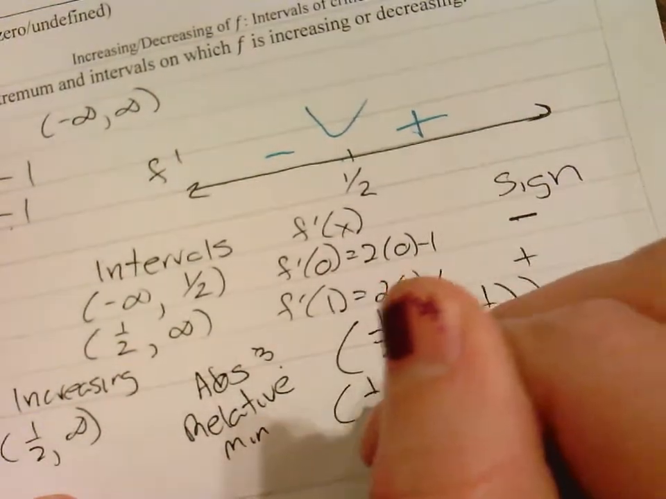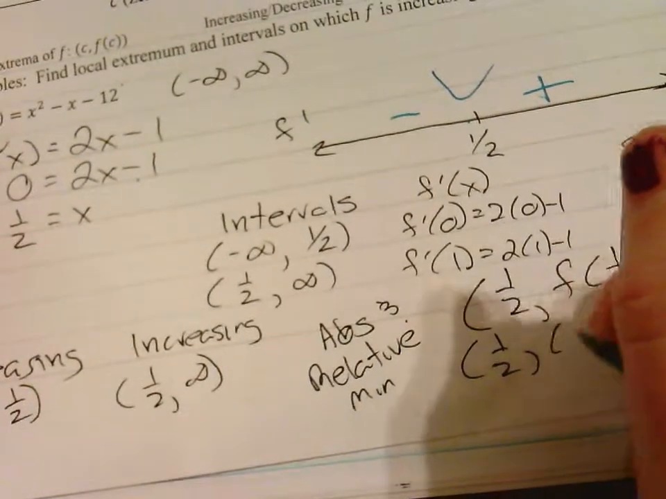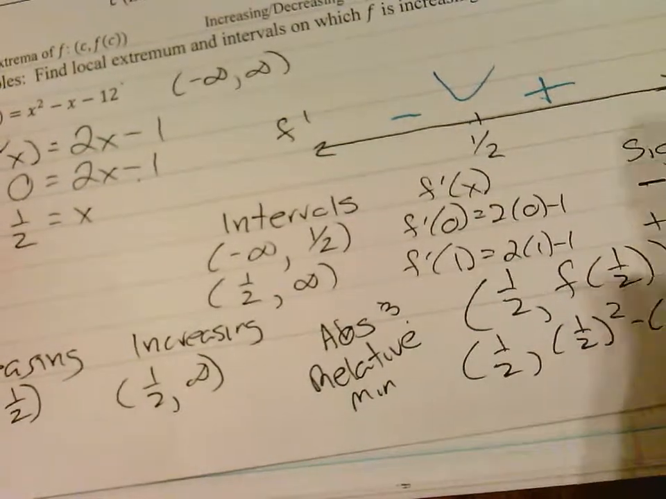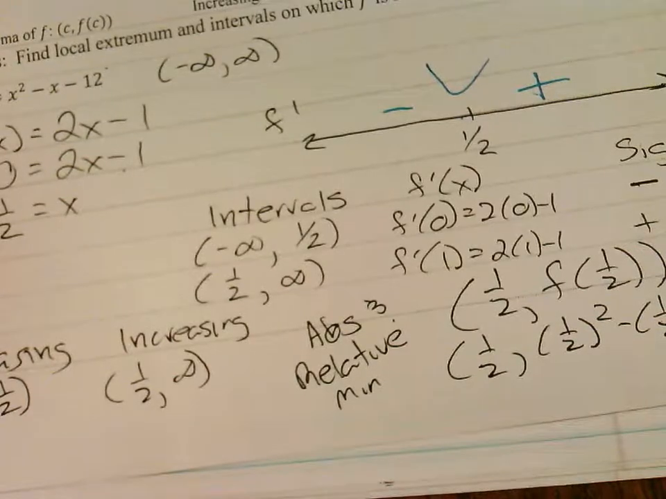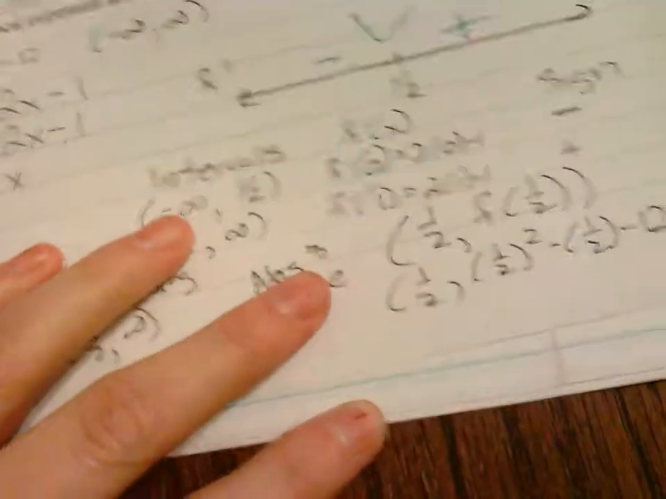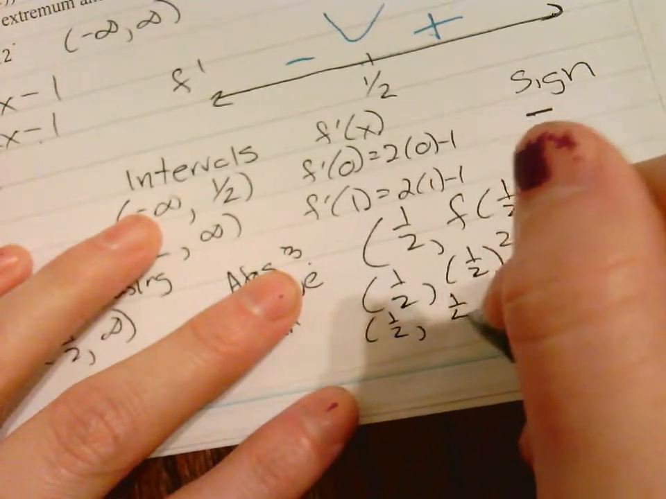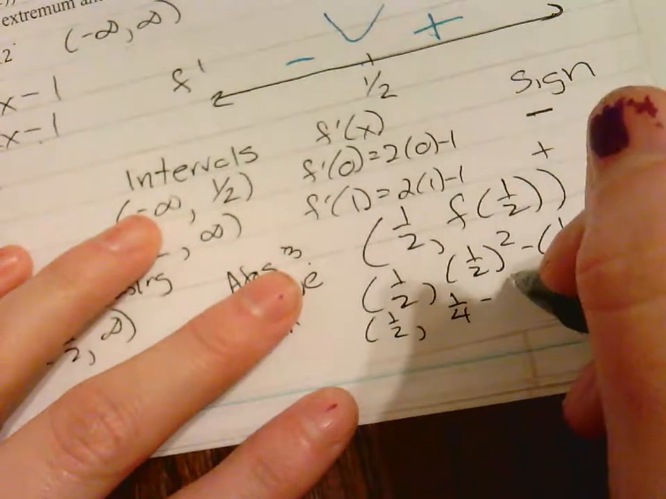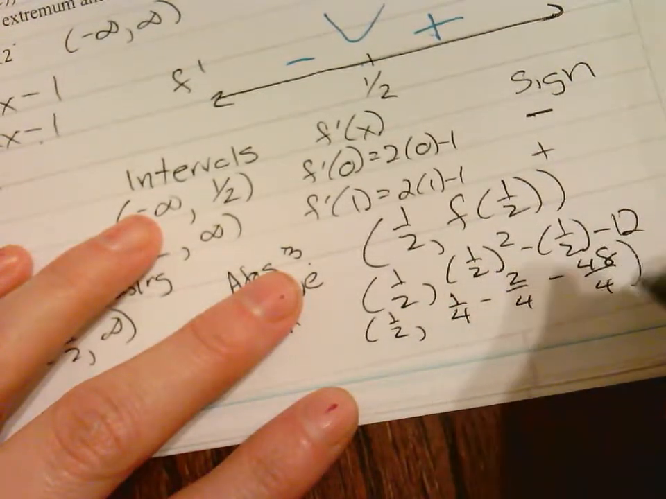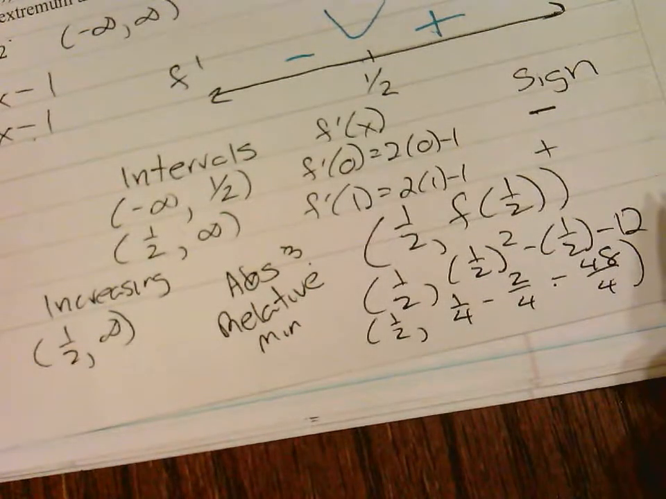So here's f of x up here: 1/2 squared minus 1/2 minus 12. Okay, so let's see, I should have made myself more room. That's going to give you 1/4 minus 1/2, so that's 2/4, minus 48/4. So that's going to be negative 1/4 minus 48, so that's going to be negative 49/4.